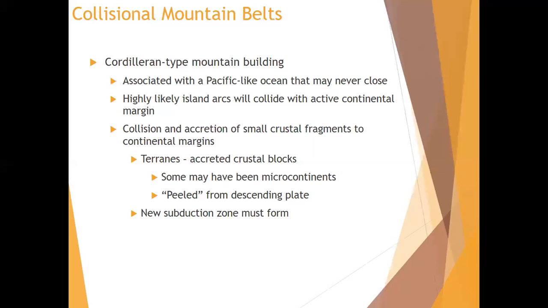The collision and accretion of these fragments will then add them to your continental margins. And your mountain belts here will be generated when one or more of these crustal fragments collide with the mountain due to subduction. So not being pushed, but due to more subduction. They're going to be peeled. If they're from a terrane, they're going to be peeled off of the descending plate. And different collisions will happen over time, pushing things further and further inland.